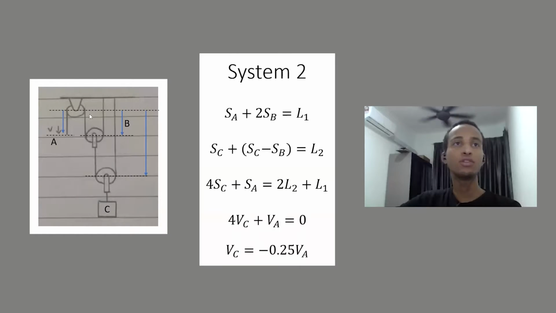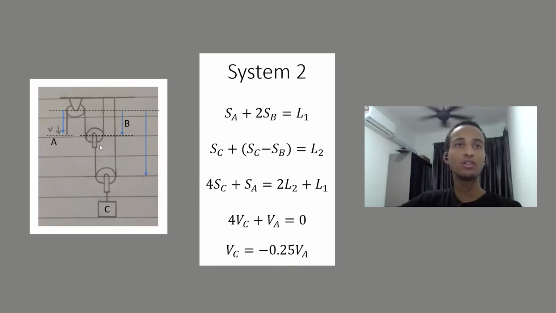For system 2, there are 3 pulleys and 2 ropes. So first we need to find the datum point. The datum point is going to be the fixed point in the pulley, which is going to be the first pulley since it's not moving. Then we need to find the first equation, which is for the first rope. The position vector of A is going to be from datum to here, so SA, plus the position vector of B, which is SB, plus SB again. So SA plus 2SB equals the total length of the cable.